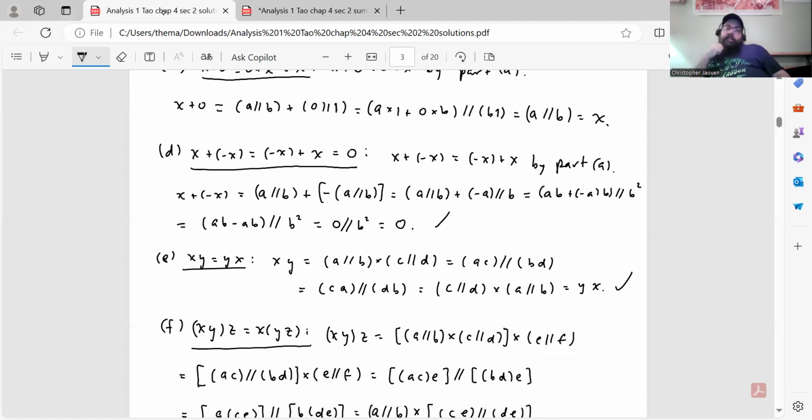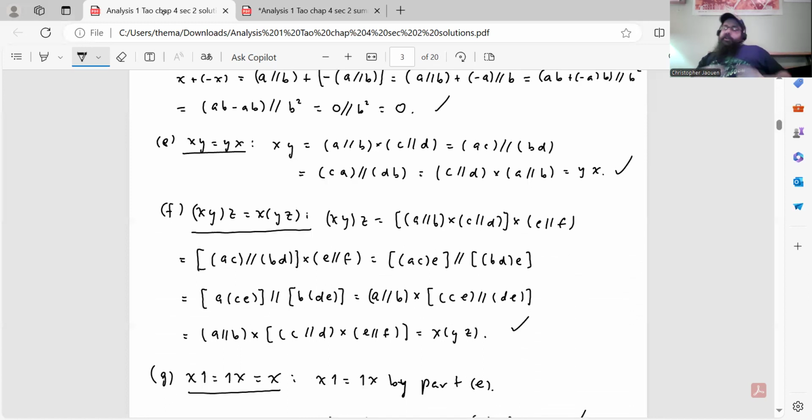Right. Part D is showing existence of additive inverses. And again, we don't have to worry about the commutative part because we already showed that addition is commutative. So we just have to worry about x plus minus x and show that that's equal to 0, which again, if you just use the definitions, follows directly from the calculation.